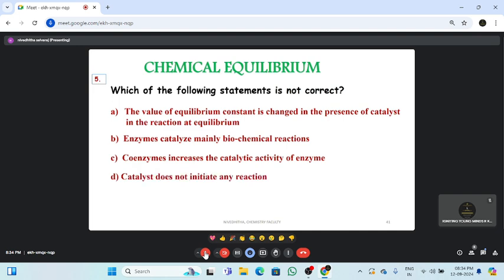So the next question is, which of the following statements is not correct? The value of equilibrium constant is changed in the presence of a catalyst in the reaction at equilibrium. Enzymes catalyze mainly biochemical reactions. Coenzymes increase the catalytic activity of enzymes. Catalyst does not initiate any reaction. We have to find the wrong statement. They're asking us to find the wrong statement.